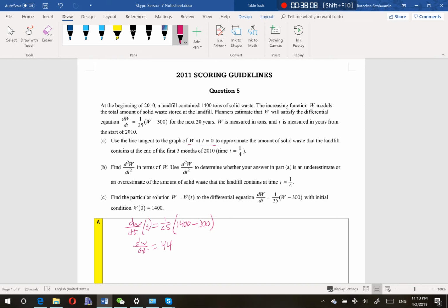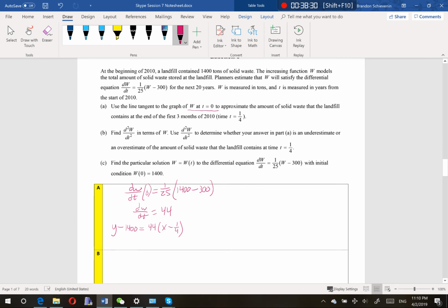So then I need the equation for our tangent line. That's y minus our y value should be equal to our slope times x minus our x value. Okay, so that's our tangent line, and I'm going to use that to estimate what happens. Uh-oh, made a mistake there. Our time is actually 0 for this. But I'm going to use that to estimate our new y value when our time is t equals 1/4.